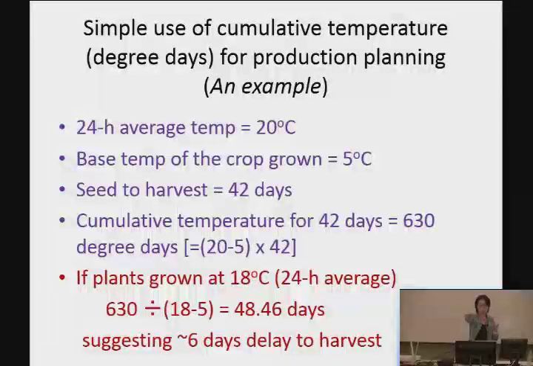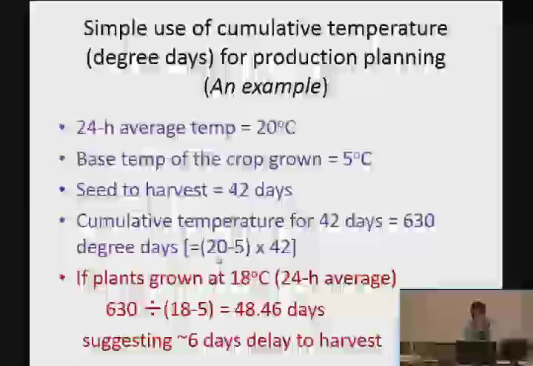And whatever the constant light intensity, right? So everything is controlled. In that case, you compute the cumulative temperature, basically the cumulative heat unit. And that is for 42 days. So that's 630 degree days.